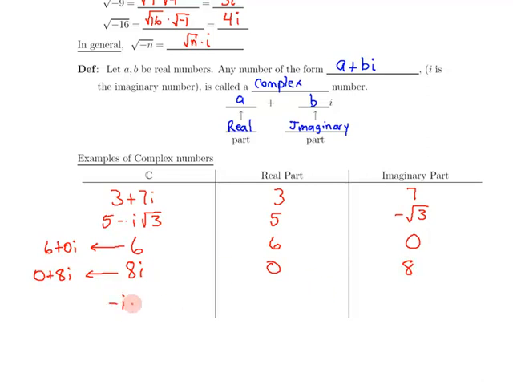And just to make sure it's clear, another purely imaginary number would be like negative i square root of 7. The real part is 0, and then the imaginary part is everything that's times the i, so a negative square root of 7. Okay. Now this line is significant right here.